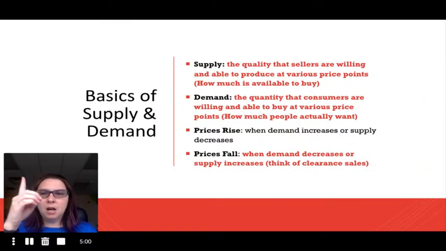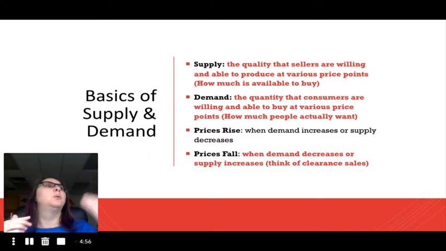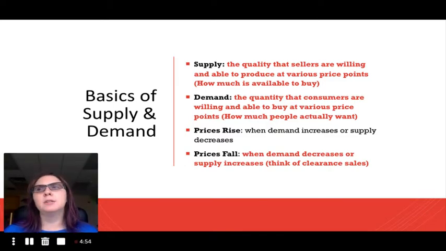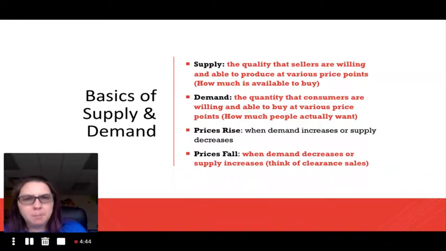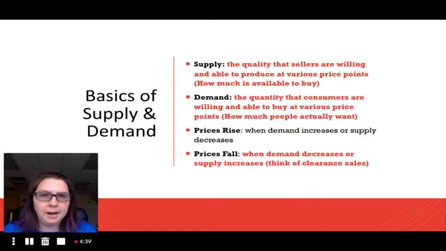When demand goes up, or supply goes down, the price is going to rise. Think about this, for example: every time a new Apple iPhone comes out, the suppliers don't make a lot of that phone, and so the price is high. The demand for those phones is very high, and so the cost will also be high.